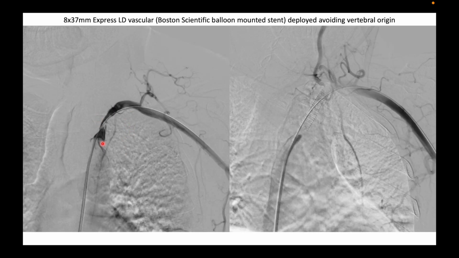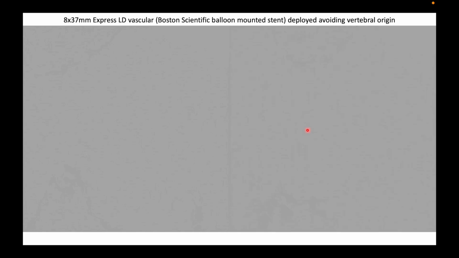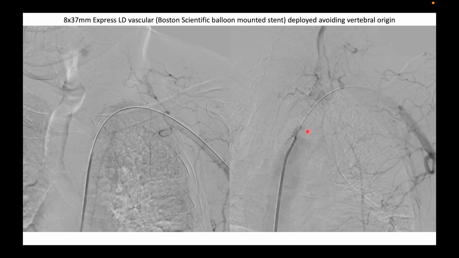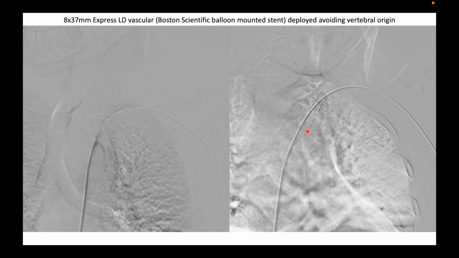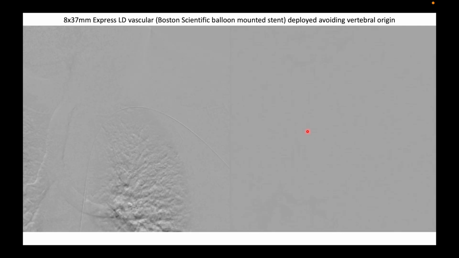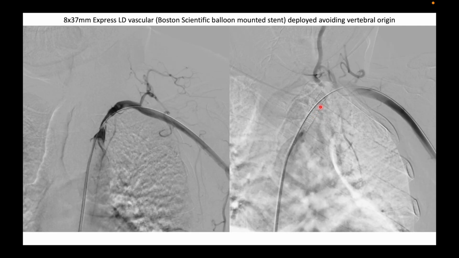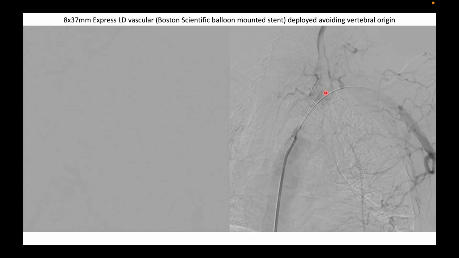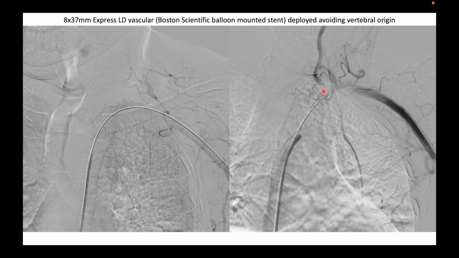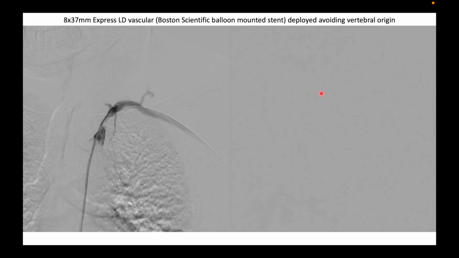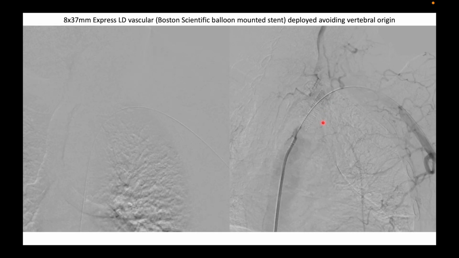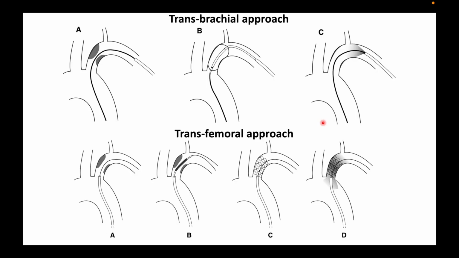You can see that there's dissection here, and then this is the stenting with Express LD vascular 8 by 37, so 8 millimeters in diameter, 37 millimeters long. This is a Boston Scientific balloon mounted stent, and while deploying it, what we've been careful about is not to unnecessarily jail this vertebral origin. So you can see the vertebral artery going here, the stent finished just before the vertebral origin. So it's better not to jail that or compromise the vertebral circulation.